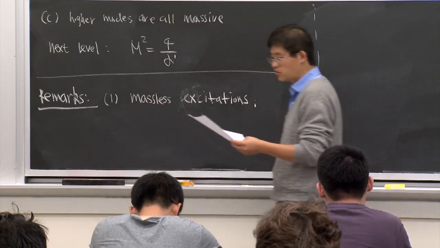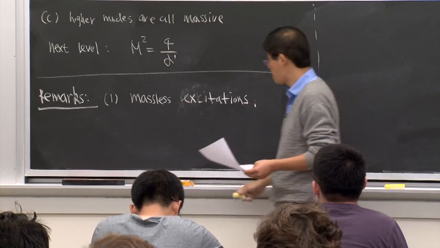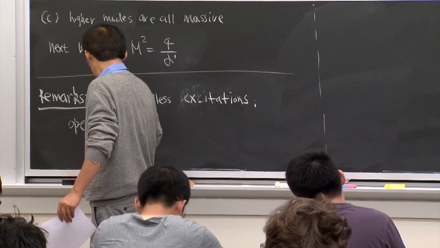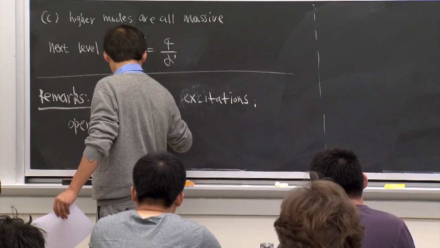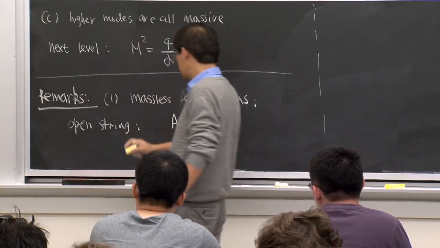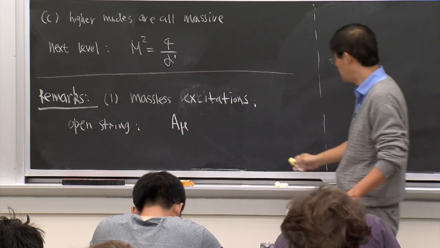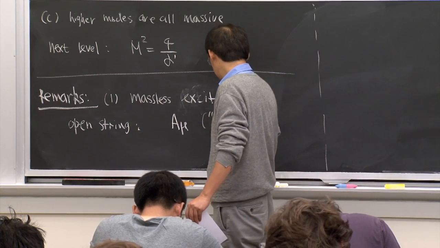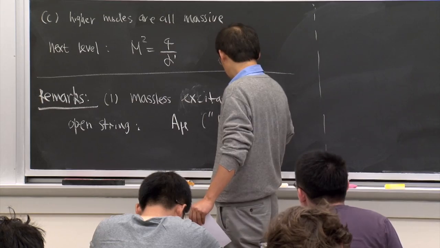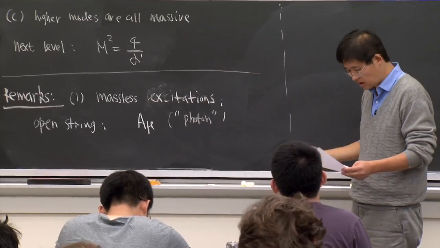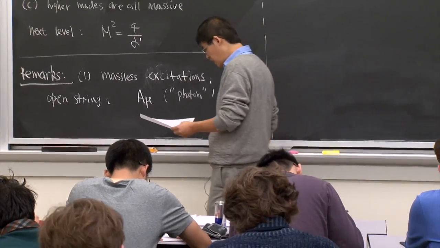So I will write them in terms of the space-time fields. For the open string, essentially we find a massless vector field. So this is our photon. At the moment, I put it as a so-called photon because we only find the massless particle. We don't know whether this is our own beloved photon yet.